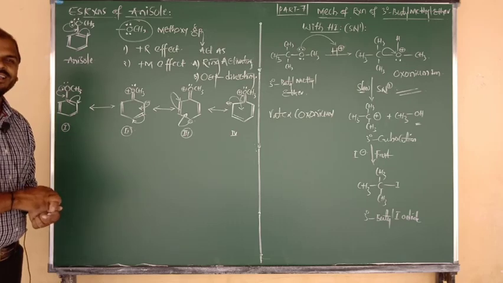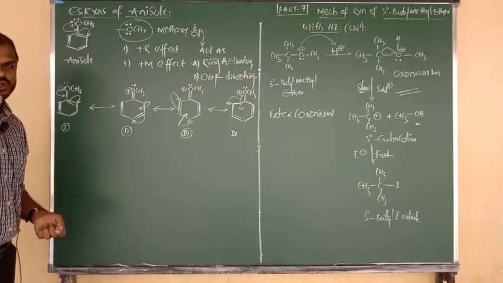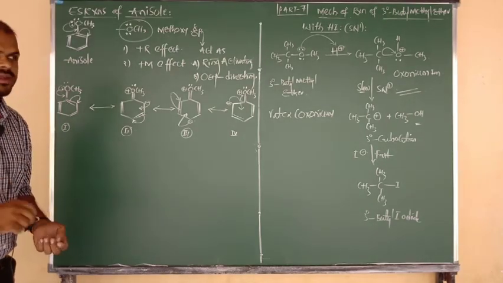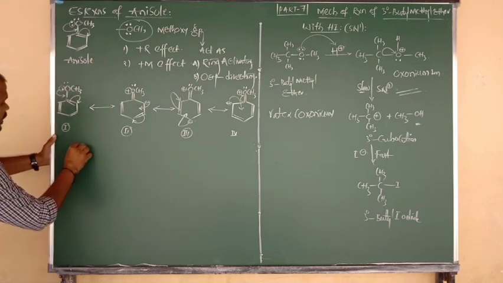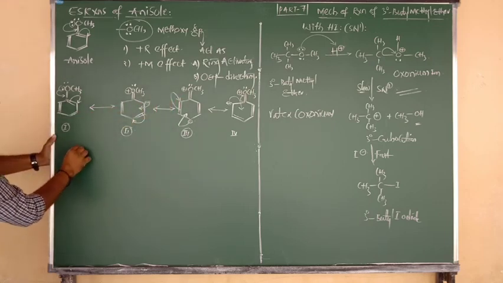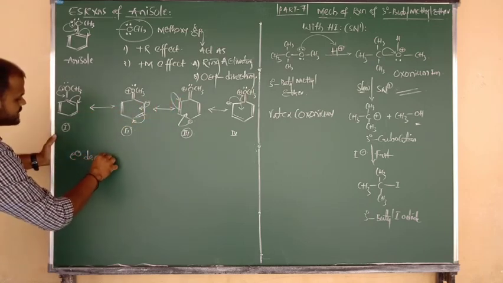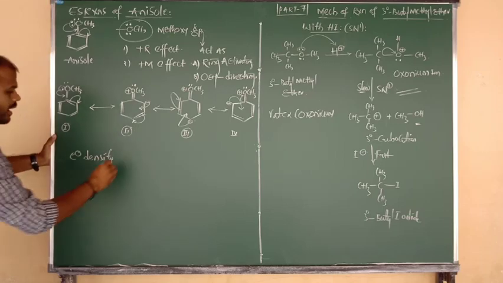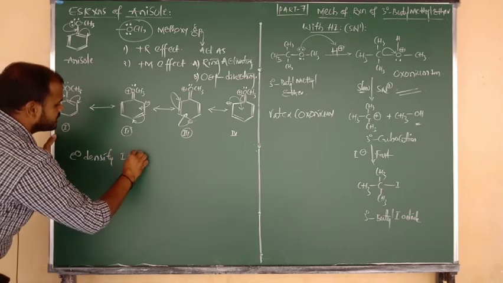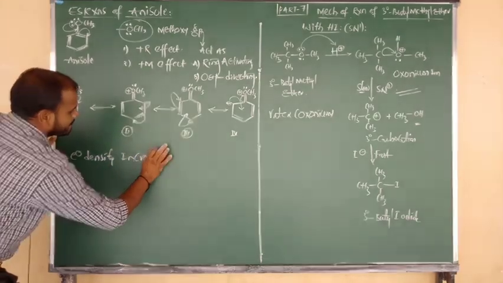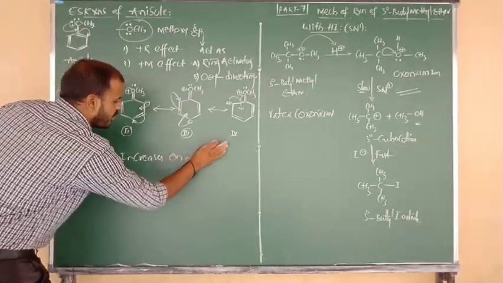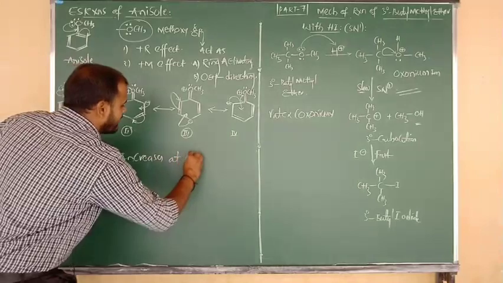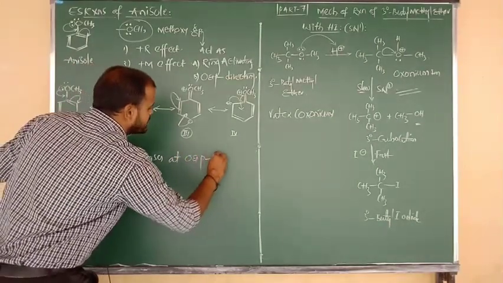Understood? Yeah. Now one by one I am going to discuss all 4 to 5 types of reactions. Once again I am going to show you here, based on resonance we can say that electron density increases at ortho and para positions.